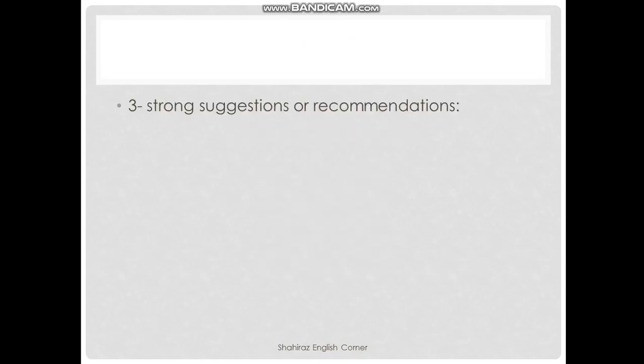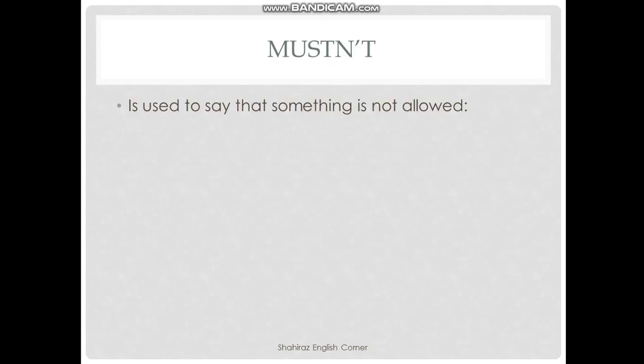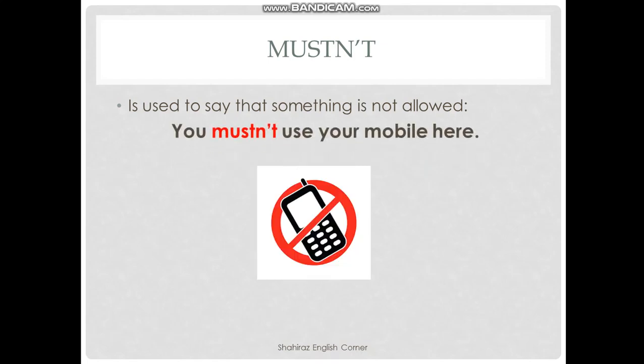It is used with strong suggestions or recommendations. You must read this book. Mustn't is used to say that something is not allowed. You mustn't use your mobile here.